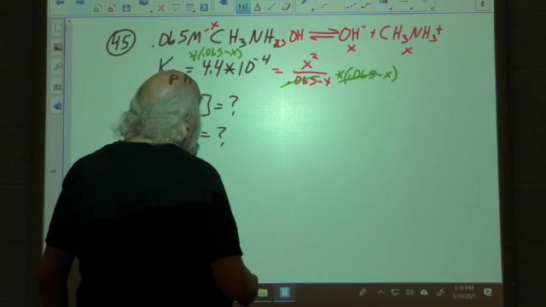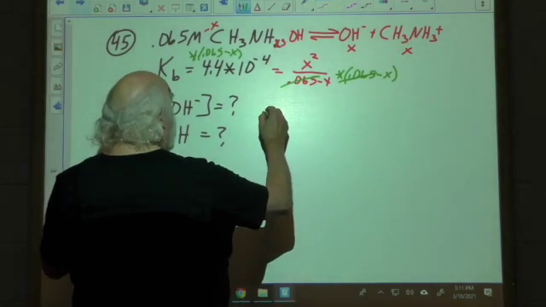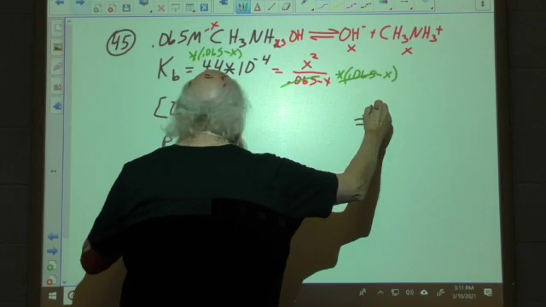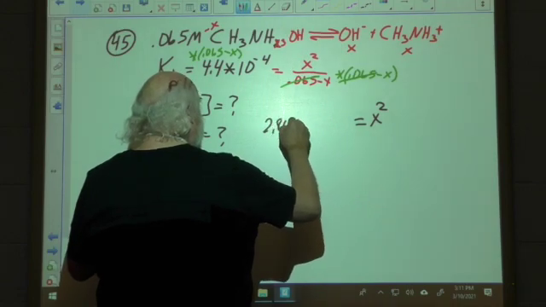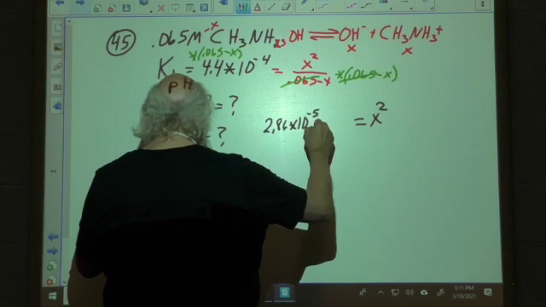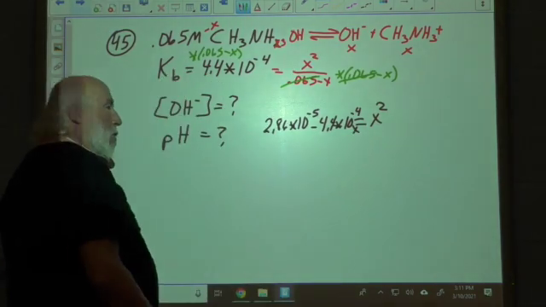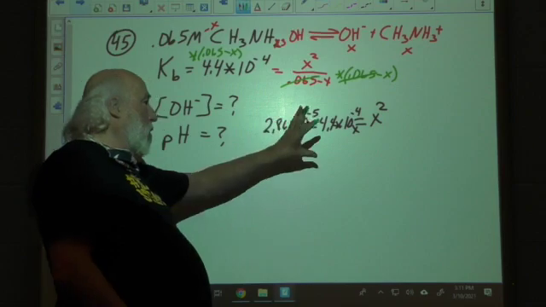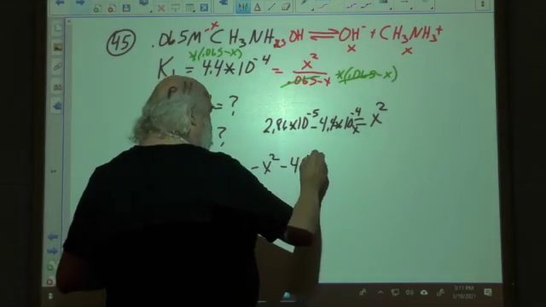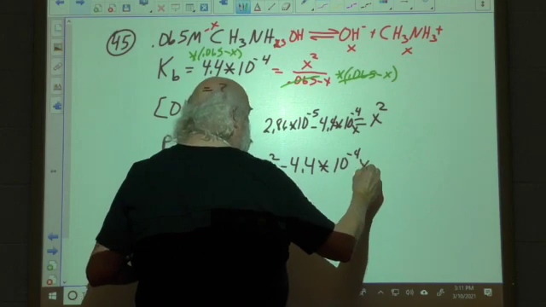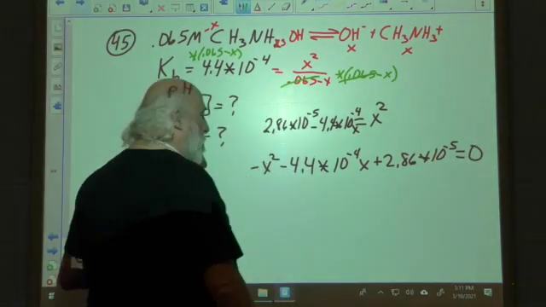Okay, and then we get X squared over here, and we get 2.86 times 10 to the negative 5th, minus 4.4 times 10 to the negative 4 X. Now we want to make a quadratic equation out of that, so we're going to add a negative X squared, rearrange this so that X squared is first, and then X, and then no X. And we get negative X squared minus 4.4 times 10 to the negative 4 X plus 2.86 times 10 to the negative 5th equals 0.